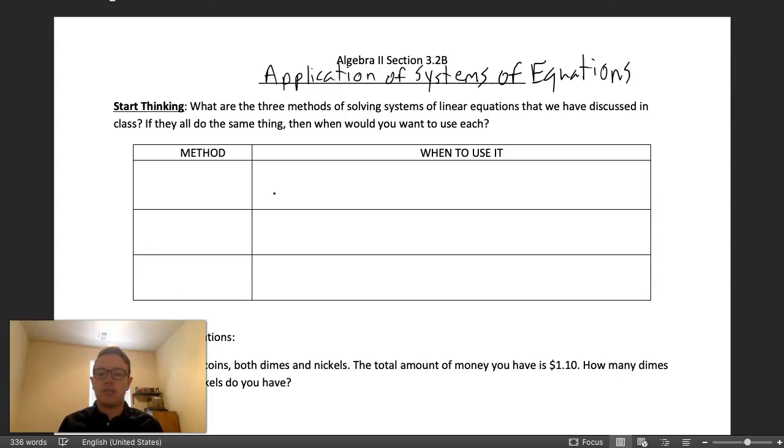We covered three of them. So let's refresh ourselves on what those three methods are and when we may want to use each of these. Go ahead and do that, and then I'll put in what I would say. So our three methods were graphing, we had substitution, and we had elimination.